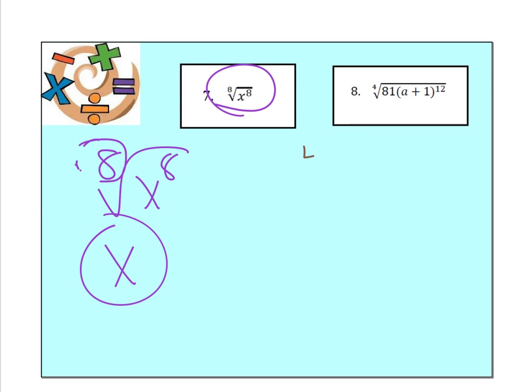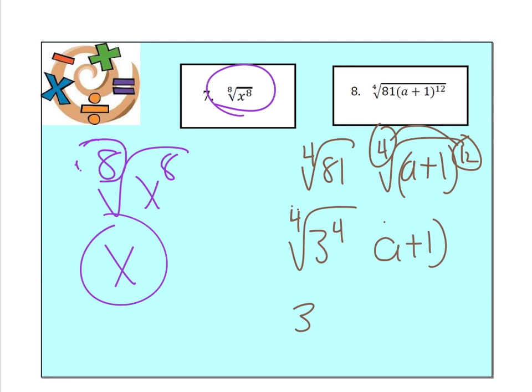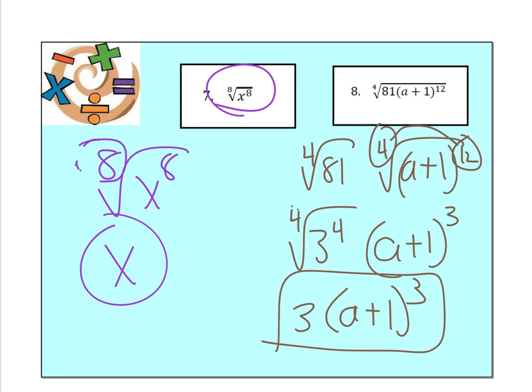For 8, I want to do 4th root of square root of 81. All right, then I want to do the 4th root of (a plus 1) to the 12th. All right, 4th root of 81. 81 is actually 3 to the 4th, so that's just going to be 3. 4th root of (a plus 1) to the 12th is going to be, well, I'm going to take 12 divided by 4, and that's going to be (a plus 1) in parentheses to the 3rd power. So this would be a simplified way of saying that right there.